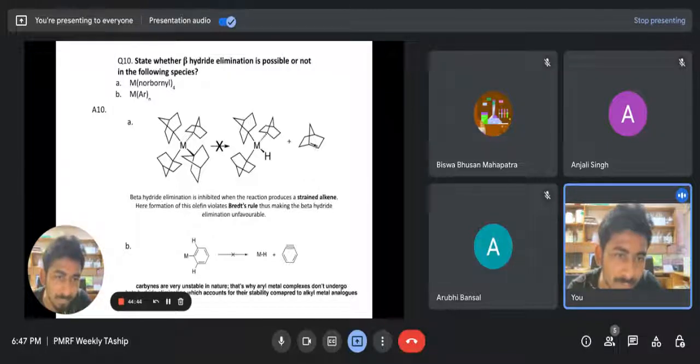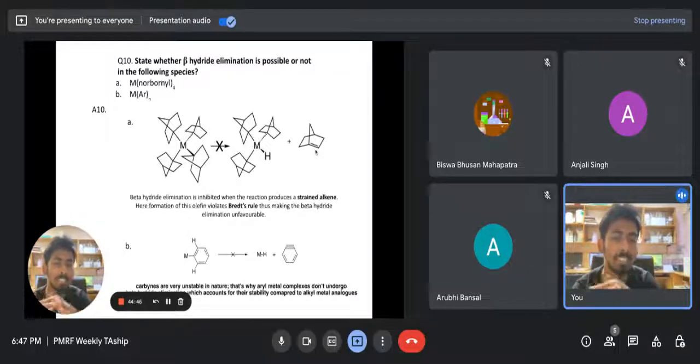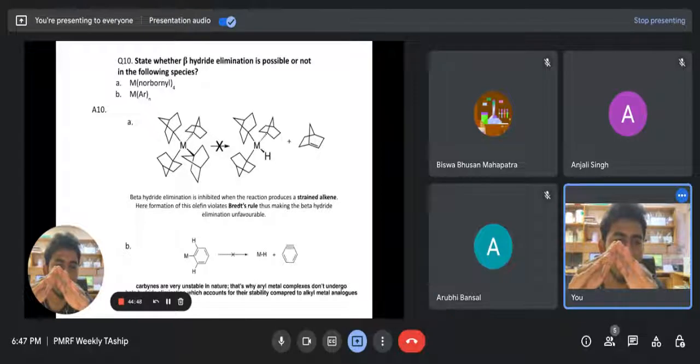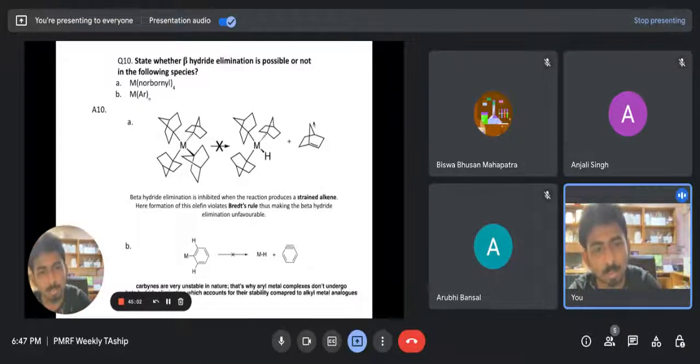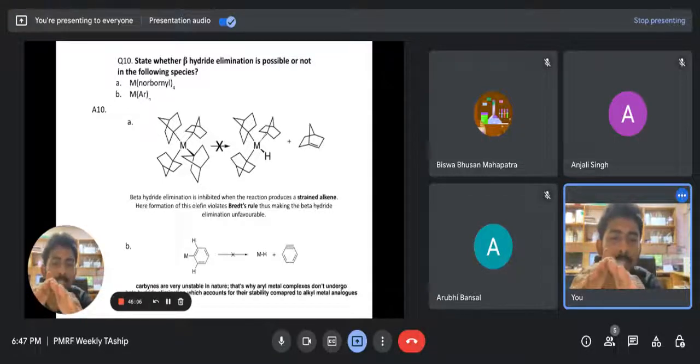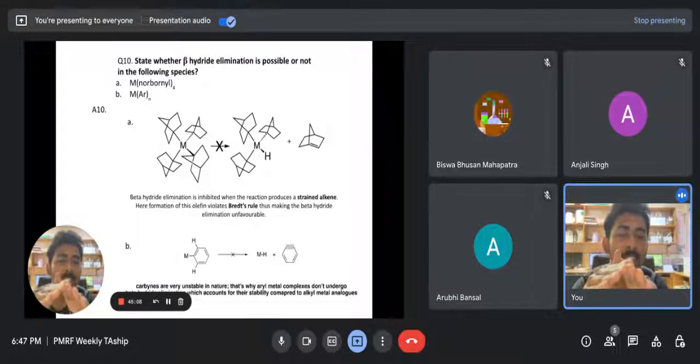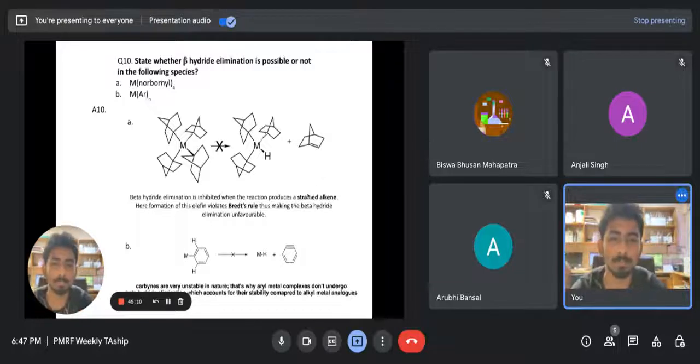This olefin is actually very much strained in nature, because it is like this, and attainment of planarity is not possible. If it were in a planar system, like my hands are connected to one another, then it would be stable, and beta hydrogen elimination would take place. But here one of the carbon atoms, the CH2 group, is pressing this plane downward. That's why attainment of planarity is not possible in such cases.